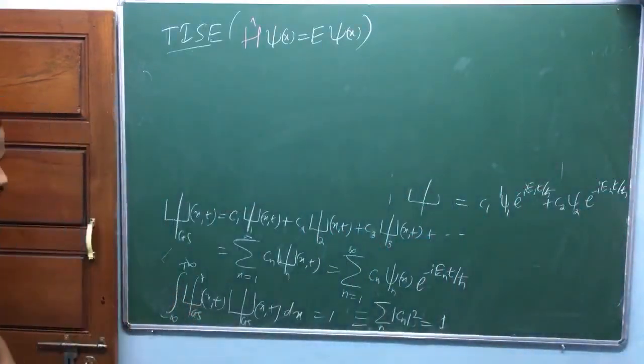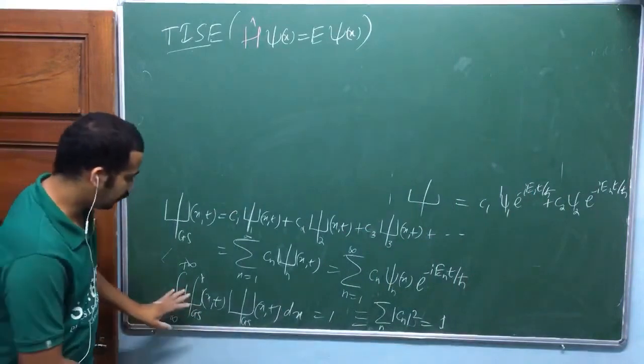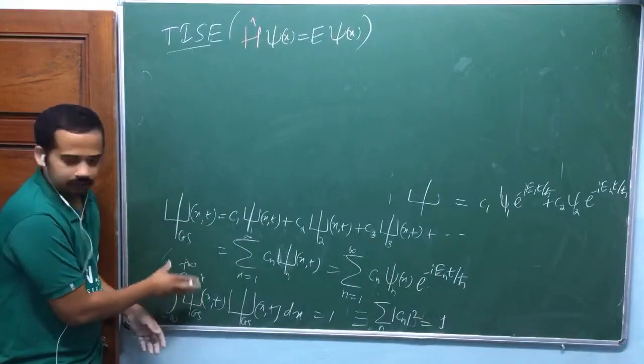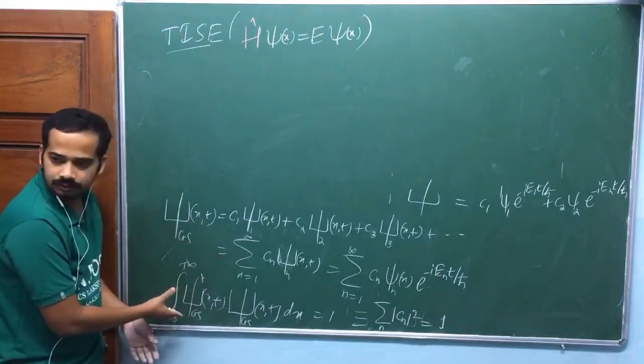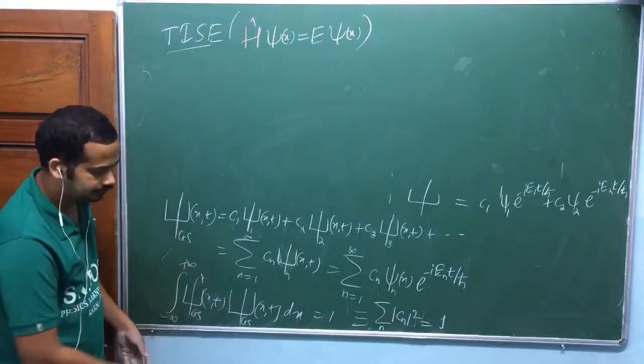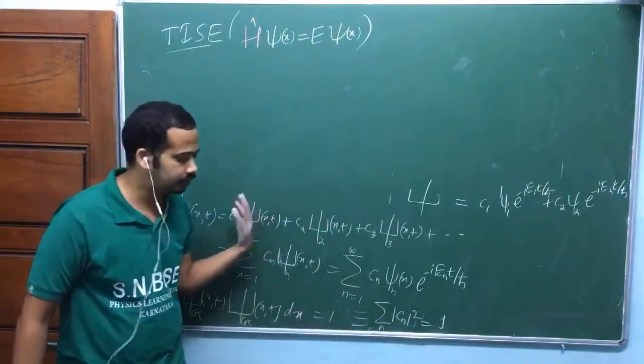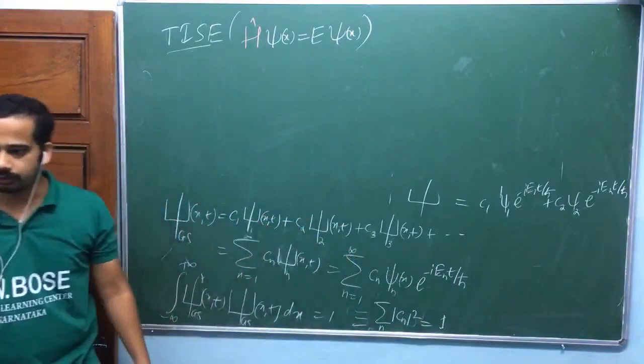The summation of |Cn|^2 being 1 is a way of normalizing this. Am I right? No, this |Cn|^2 means |C1|^2 plus |C2|^2 plus |C3|^2 and so on. That summation should be equal to 1.